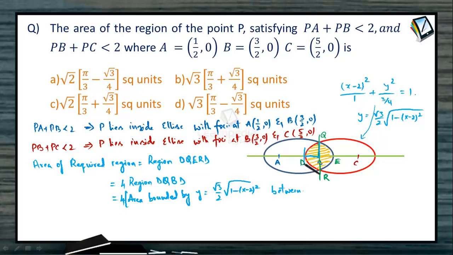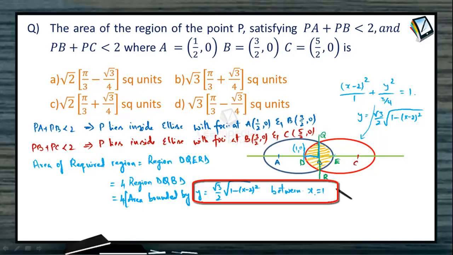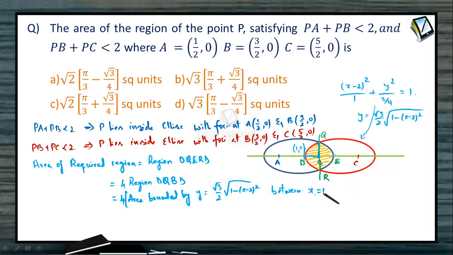What is the point D? This is the point where this ellipse cuts the x-axis. Putting y equal to 0, we get (x minus 2) whole squared is 1, so x minus 2 is either plus 1 or minus 1. When it is plus 1, the point is (3, 0), which gives the coordinates of E, and when it is minus 1, the point is (1, 0). So the lower limit is x equal to 1.